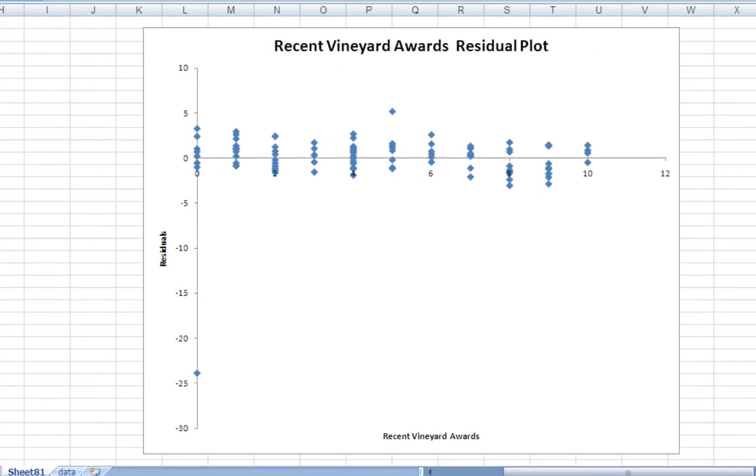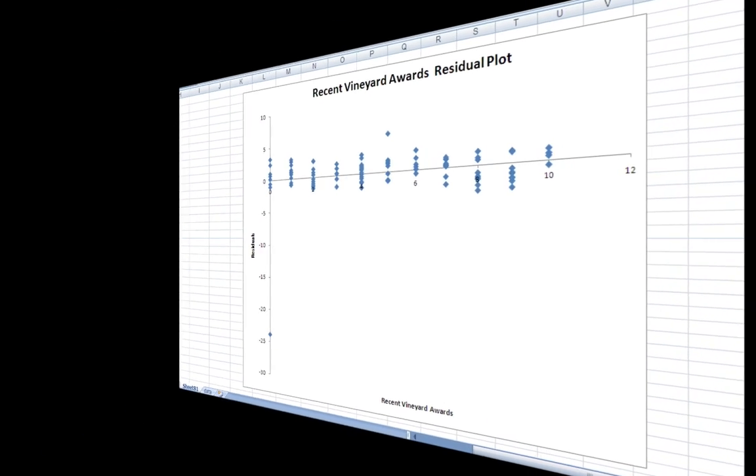The next plot is the residual plot for the recent vineyard awards. Here we don't see much of a pattern in the errors. They're not becoming larger, they're not becoming smaller from left to right, so no sign of heteroscedasticity with respect to the vineyard awards.